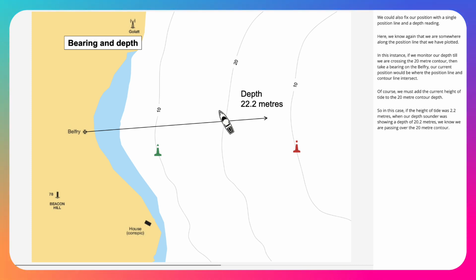Of course, we must add the current height of tide to the 20-meter contour depth. So in this case, if the height of tide was 2.2 meters, when our depth sounder was showing a depth of 22.2 meters, we know we are passing over the 20-meter contour.